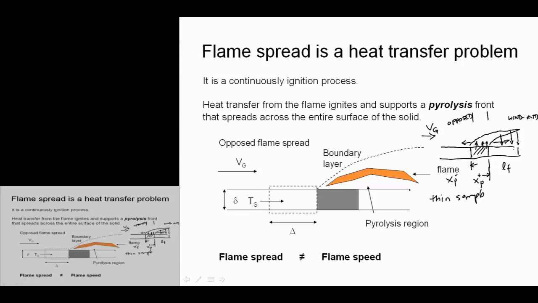Now, the flame spread rate should not be confused with the flame speed. Remember, we talked about laminar flame speed. In fact, there's a good point to be made here too. The laminar flame speed, remember, we said was the speed at which the premixed flame front overtakes the reactants.